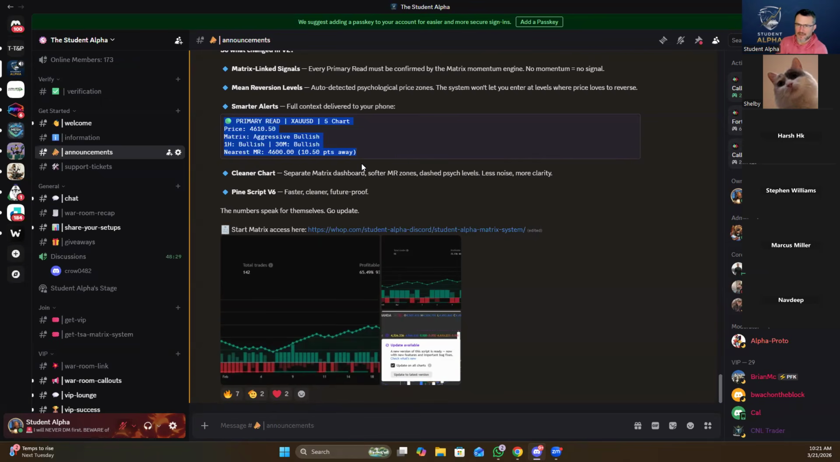And let me pause Harsh there for a second. Guys, this is extremely powerful. That alert will come to your TradingView. You can get it as a text message or email on your phone. And if you're not watching charts, which I don't want you to do all day, you get an alert and it says primary read in gold on the 5 minute chart at this price. What's the matrix status? I don't even open it. It tells me that the matrix is aggressively bullish, the 1 hour is bullish, the 30 minutes bullish, and the nearest mean reversion level is 10 points away. So if you're hunting 5 points or 10 points, there's room. If it's 6 points away, there's not room. So this is extremely helpful. It's like the computer is saying, hey, here's the read, here's the information I got. Do you want it? It's absolutely phenomenal.